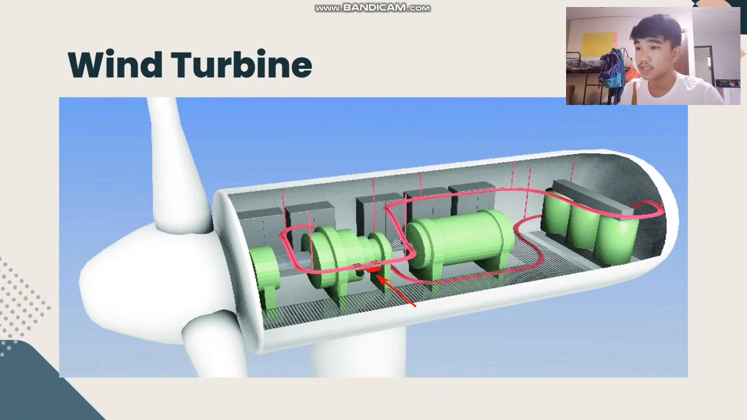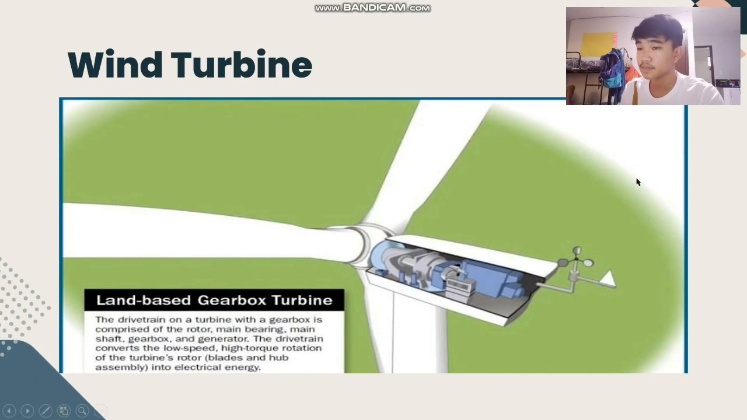Tingnan natin yung nasa loob ng nozzle. So ito yung low speed shaft. Ito yung gearbox. Ito yung high speed shaft. At ito yung generator. Tapos lahat yan interconnected yan sa blades. So ito yung itsura ng loob niyan.